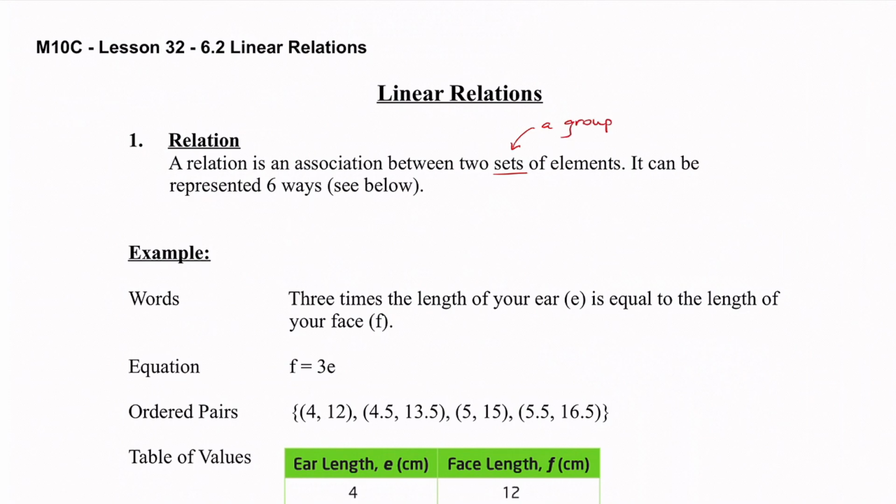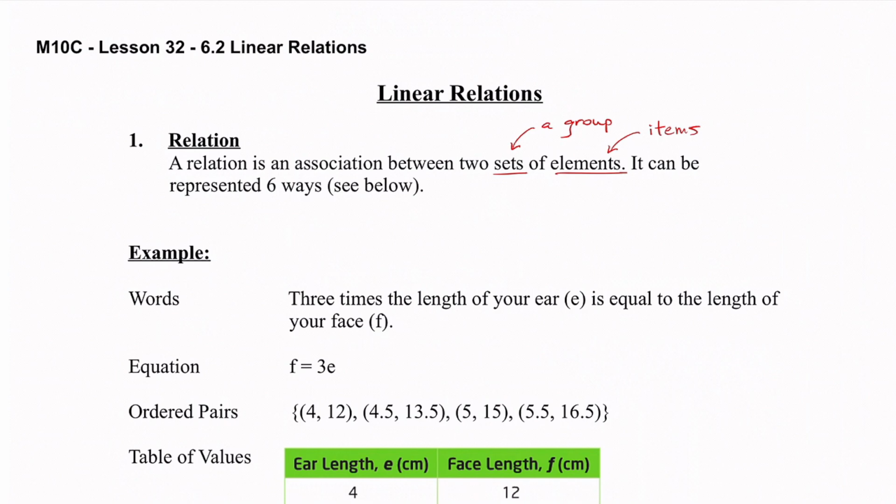Okay, so that is a group. And then elements are just different items in the group. So sets are a group, and your elements are just items. Items can be numbers, shapes, heights, ages, it can be anything.